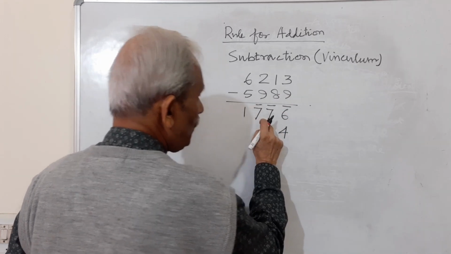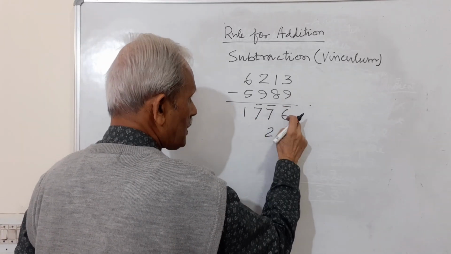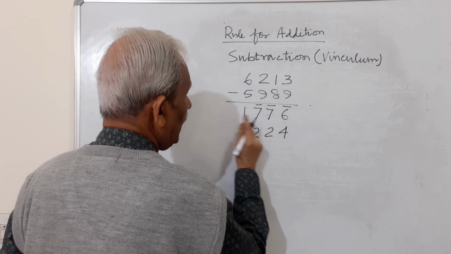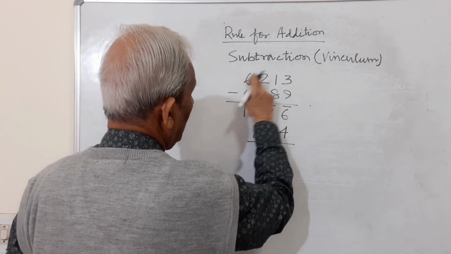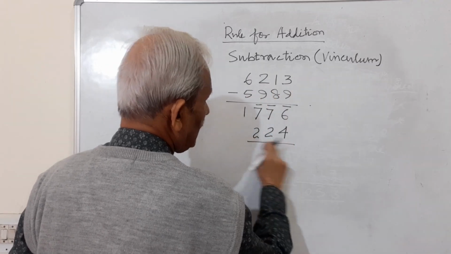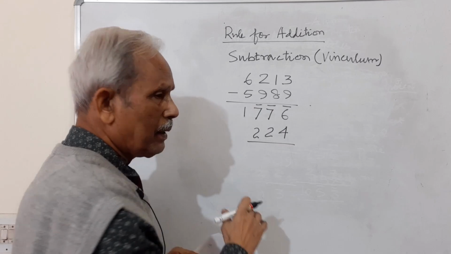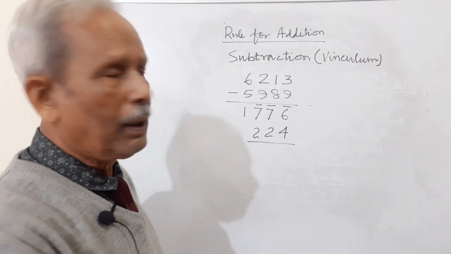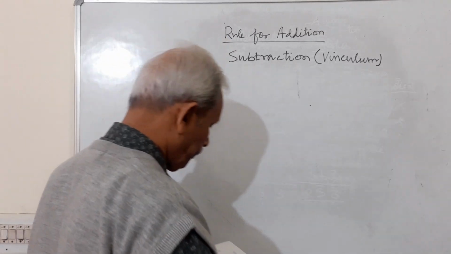When there is a continuous run, all from 9, last from 10: 10 minus 6 is 4, 9 minus 7 is 2, 9 minus 7 is 2, reduce this by 1, it becomes 0. The answer is 224, and you will see that 6213 minus 5989 is nothing but 224. Well, we've used vinculation and done it quickly without any carry numbers and all that. I'll do the next one.